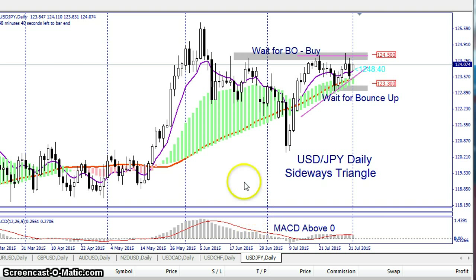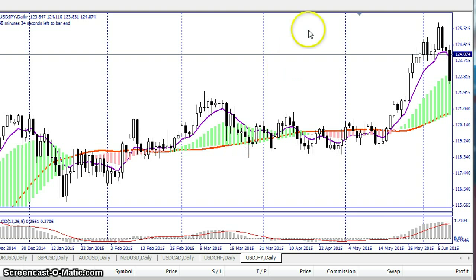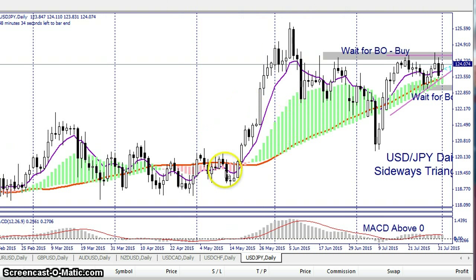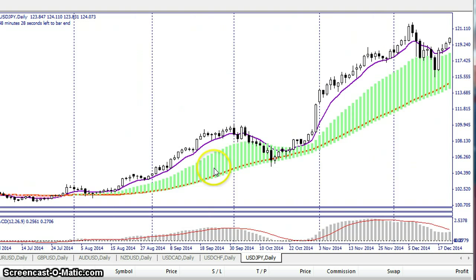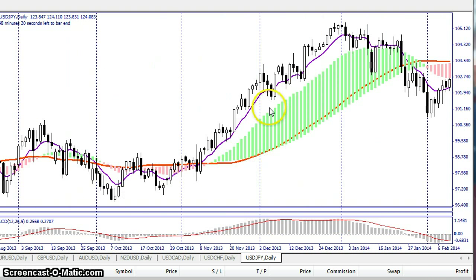And in the future, we're going to talk more about these clouds. We have the green cloud. You can see, let me just take that off for a second. Okay, we have green clouds. We have red clouds. Okay, as I'm scrolling backwards in time here, we've got red clouds. When price is below the red clouds, we're in a downtrend. When price is above the green clouds, we're in an uptrend.